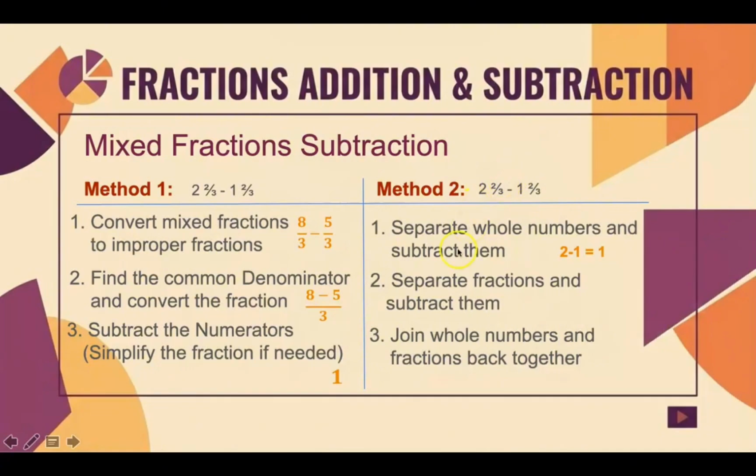And then let's do step 2. Separate the fractions and subtract them. 2/3 minus 2/3 equals 0, as 2 minus 2 is 0. Step 3. Join the whole numbers and fractions back together. So we have 1 plus 0, and 1 plus 0 is 1. So our final answer is 1. Both methods gave us 1 as our answer.